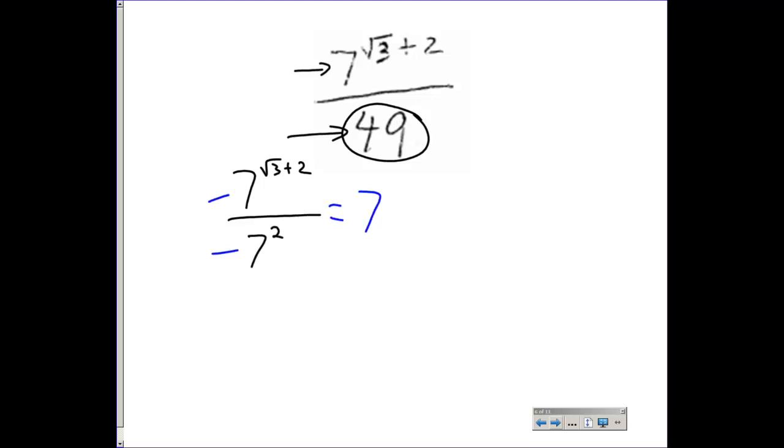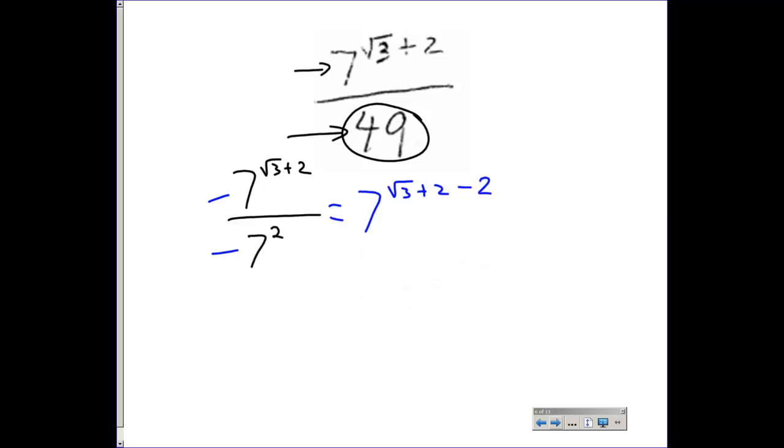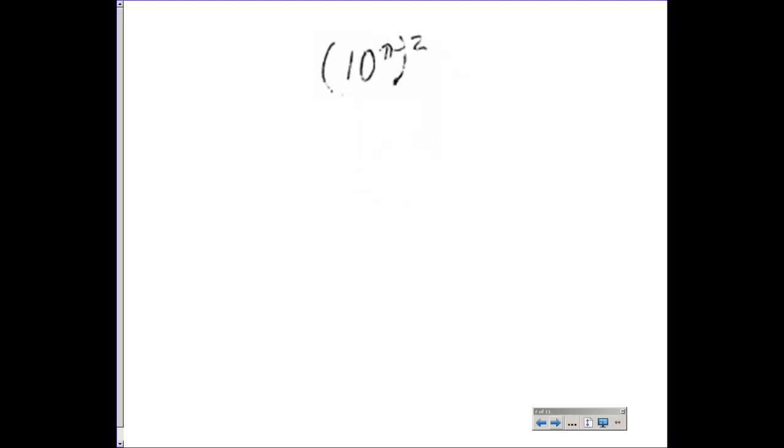So 7 to the square root of 3 plus 2 minus, and since I only have a number 2 there, I don't have to put it in parentheses, it's just one term. So I have square root of 3 plus 2 minus 2. Well, these two will cancel out and give you a 0 and leave you with 7 to the square root of 3 as your final solution.